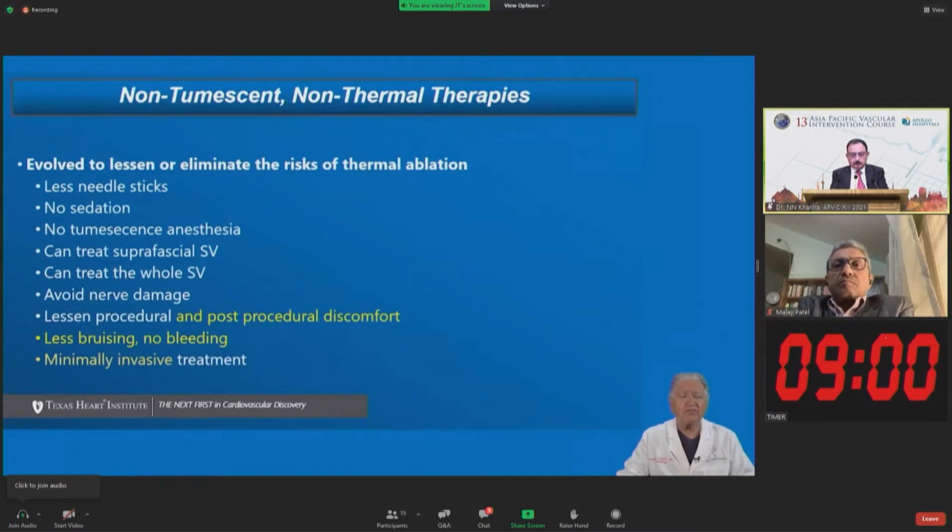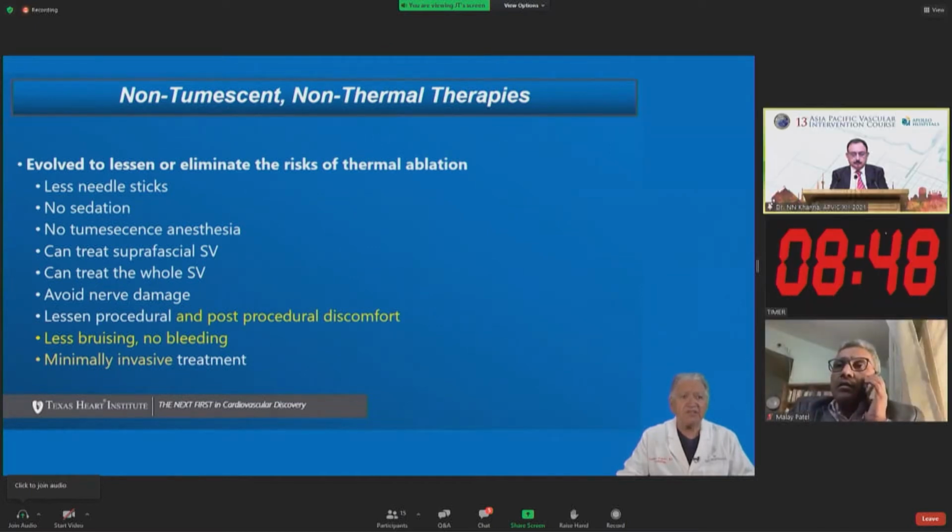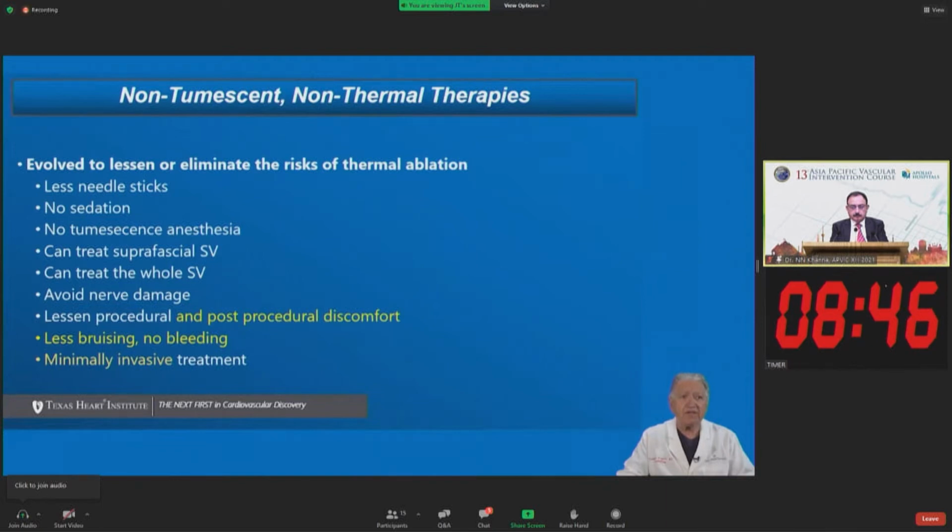So non-tumescent, non-thermal therapies have evolved to lessen or eliminate the risk of thermal ablation therapies. They require fewer needle sticks, no sedation is needed, no tumescent anesthesia is needed, and this modality can also treat suprafascial saphenous veins and can also treat the whole saphenous vein segment from the ankle all the way to the saphenofemoral junction, and we can definitely avoid nerve damage since it's not thermal.